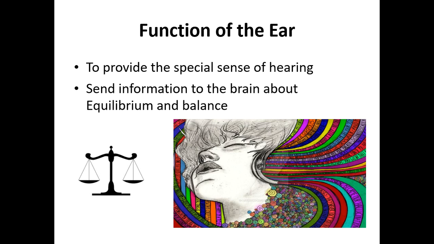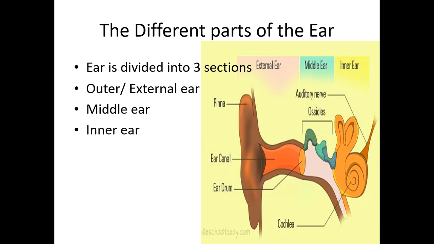So the ear has two main functions. It provides us with the sense of hearing as well as information on equilibrium and balance. The different parts of the ear are divided into three sections. So we have the outer or the external ear, which is the fleshy cartilaginous structure that one can feel, the middle ear, as well as the inner ear.